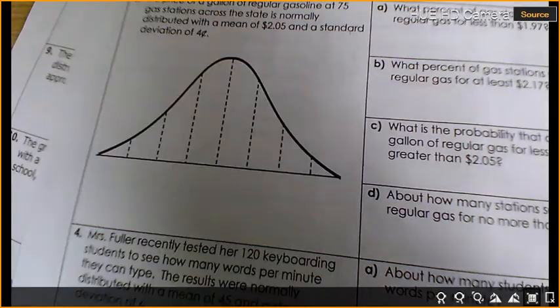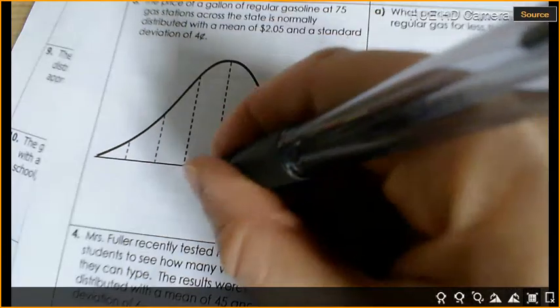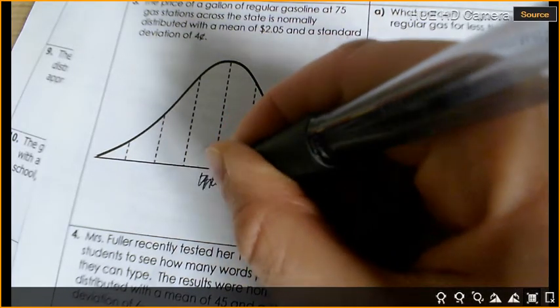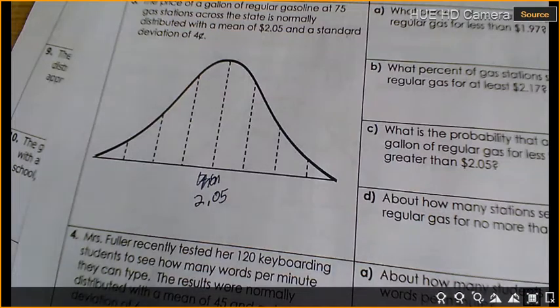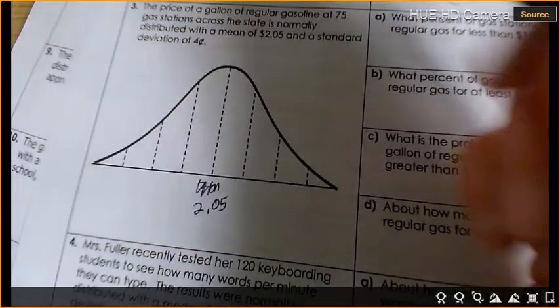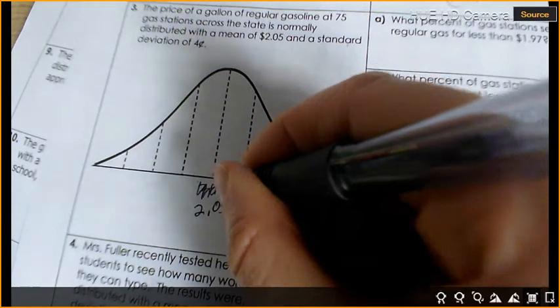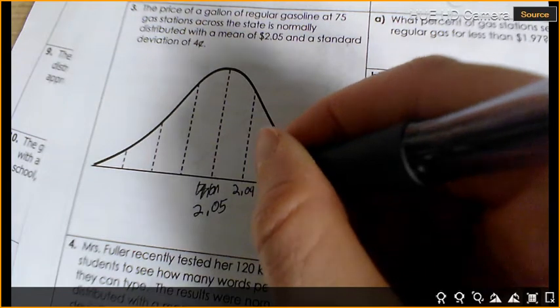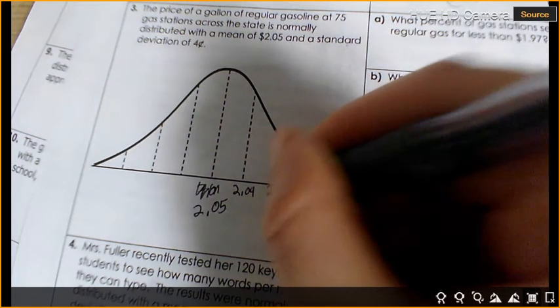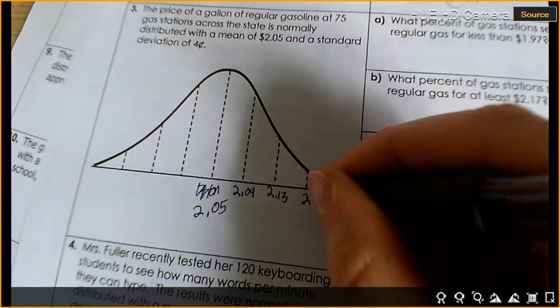Okay, one more and then I'll let you guys do your homework. The price of a gallon of regular gasoline is 75 gas stations is $2.05. Wouldn't that be nice if the average gas was $2.05? Okay, the standard deviation is 4 cents. So we have to do $2.05 plus 4 cents is $2.09. $2.09 plus 4 more cents is $2.13. $2.13 plus 4 is $2.17.